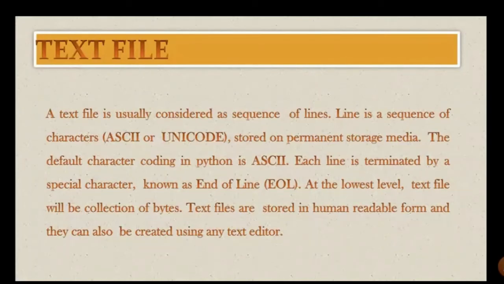In English, we know that the collection of letters is known as word, but in computer science it is known as a string. Collection of words is known as statement, and here that will be treated as stream or the lines. So a text file is usually considered as sequence of lines. We will be having multiple lines in a text file. Line is a sequence of characters.